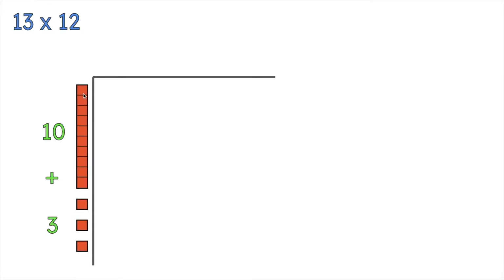Okay, and so it'll look like this. I have a rod that's 10 plus 3. Great. I'm going to do the same thing with the 12. 12 is the same thing as 10 plus 2. All right, so I'm going to need 1 rod and 2 units. Great. All right, so let's go ahead and multiply.